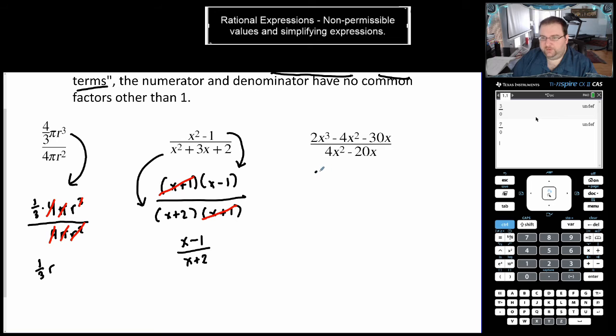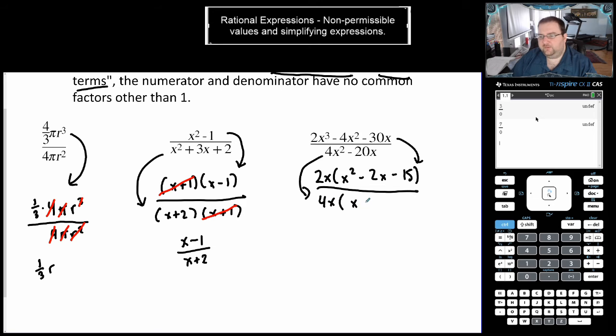So we're going to do the same thing on the top. We're going to factor out the 2x. This is x squared minus 2x minus 15. So we're factoring out our common factor of 2x from the numerator. And then on the denominator, we're going to factor out our common factor of 4x. And when you do that, you're left with x minus 5.